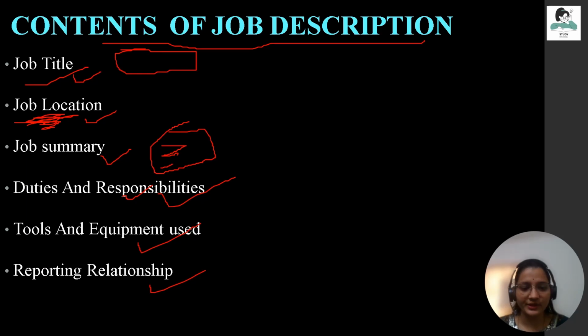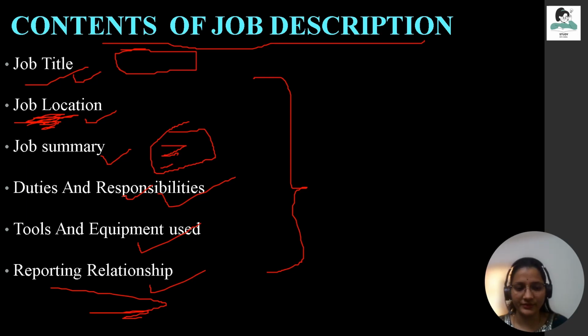Next, we have reporting relationship. What is reporting relationship? This says who reports to whom. Suppose a new employee is about to join, they need to know who they need to report to. For example, if he is an HR executive, he will be reporting to the HR manager. If he is an HR manager, then he reports to the HR director. If he is an HR director, then he reports to the CEO. So you need to understand whom you need to report to. Hope you are clear with the contents of a job description.